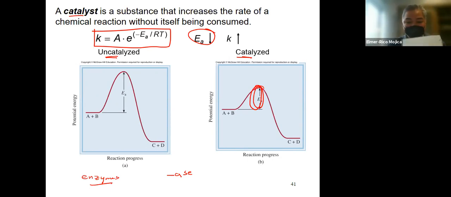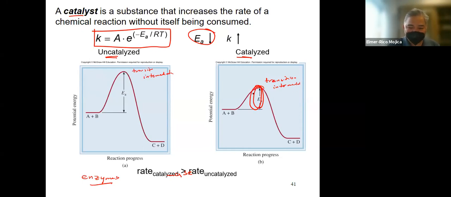Now, the catalyst that you have, remember, you have here what we call the transition state. And sometimes we could say the transition state is also your intermediate. That's where intermediates are formed. So if you're going to look at the rate, the rate of the catalyzed one is much faster than the uncatalyzed one. I'll give you an example later on of an elementary step with both the catalyst and the intermediate. But the way that we have this catalyst, it just makes the reaction faster. How? It lowers the activation energy.